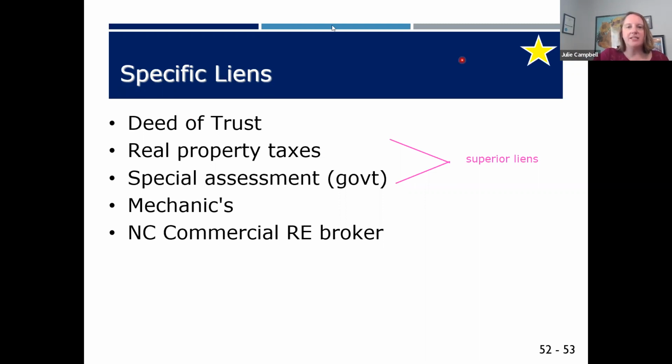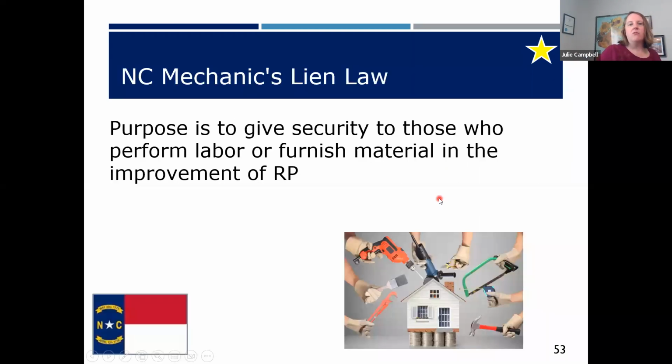Specific liens, meaning they attach to the property, not the person. So let's talk about what this mechanics lien is. And guys, please remember I'm recording and you have all of my PowerPoints in Learn, Test, Pass. The purpose of a mechanics lien is to give security to those that provide labor or supplies in the improvement of real property.